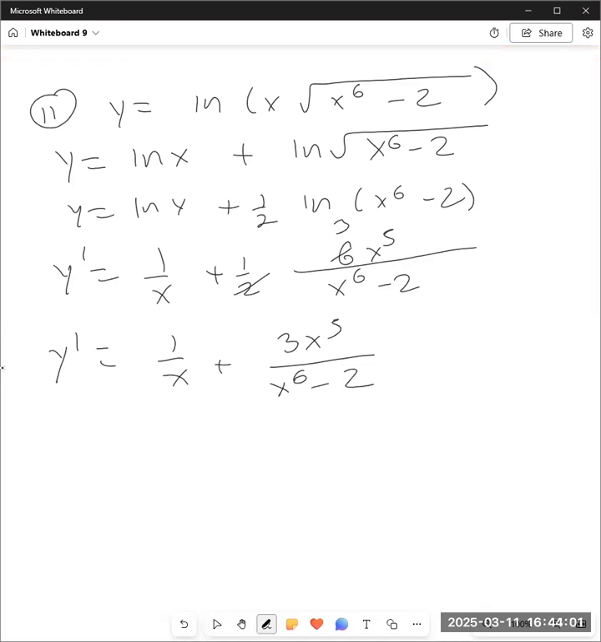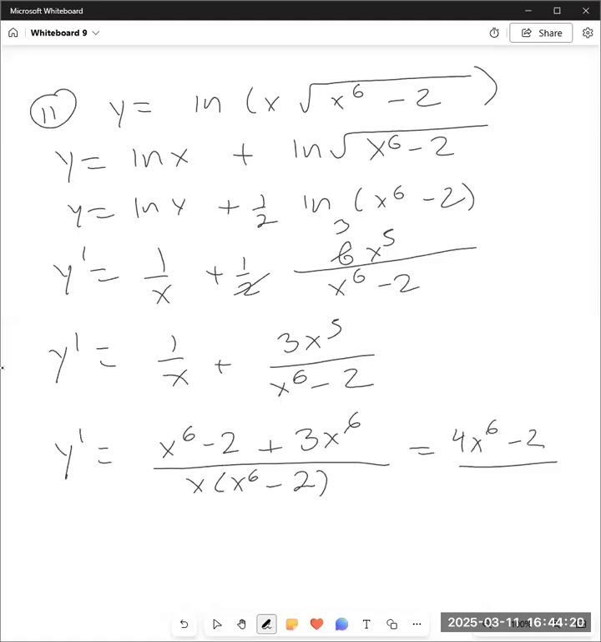If you want to make this have a common denominator, then that's going to be x to the 6th minus 2 plus 3x to the 6th over x times x to the 6th minus 2, which is going to be 3 plus 1 is 4x to the 6th minus 2 over x times x to the 6th minus 2. You can factor that 2 out. But that's not going to get you anywhere if you do that.